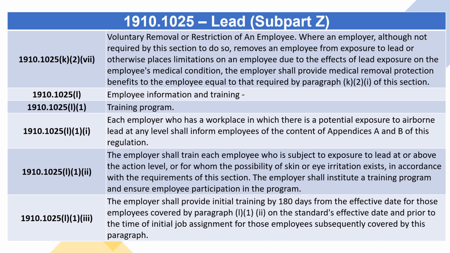1910.1025, K2-7, voluntary removal or restriction of an employee. Where an employer, although not required by this section to do so, removes an employee from exposure to lead or otherwise places limitations on an employee due to the effects of lead exposure on the employee's medical condition, the employer shall provide medical removal protection benefits to the employee equal to that required by paragraph K2I of this section.